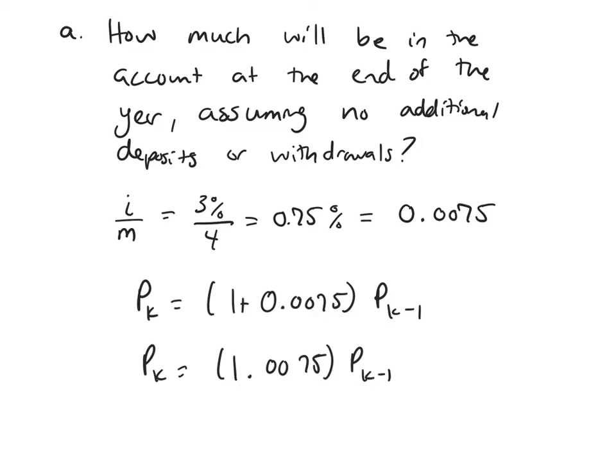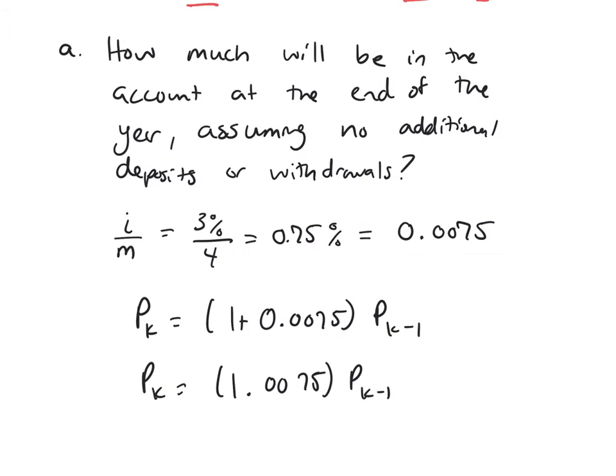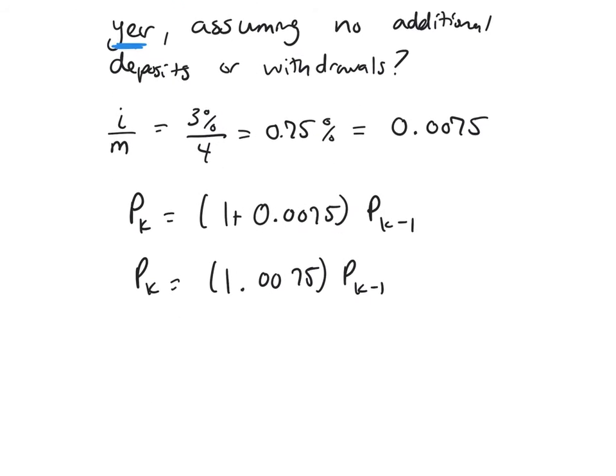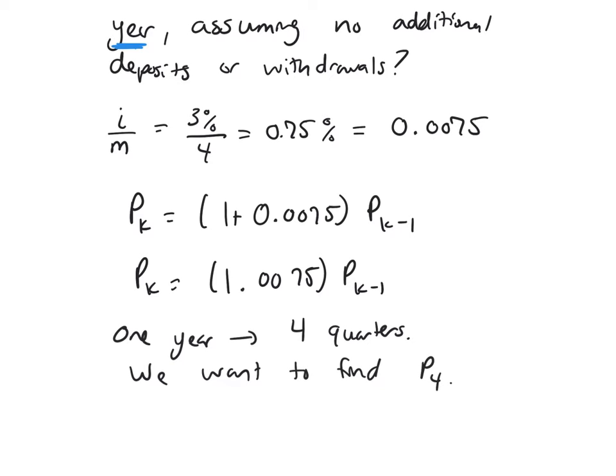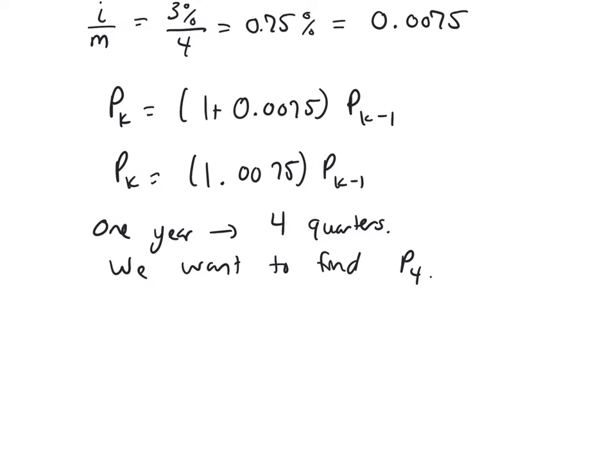Now, we're asked at the end of the year, so you've got to think, we've got 1 year. You want to translate that into quarters. Well, that would be 4 quarters. So what we want to know, we want to find P4. How much is in the account after 4 quarters? So you start with your formula, right? P0, your initial amount in the account, is $10,000.